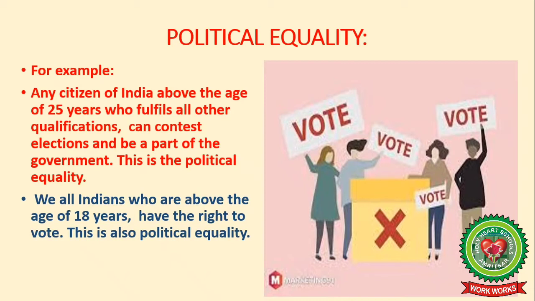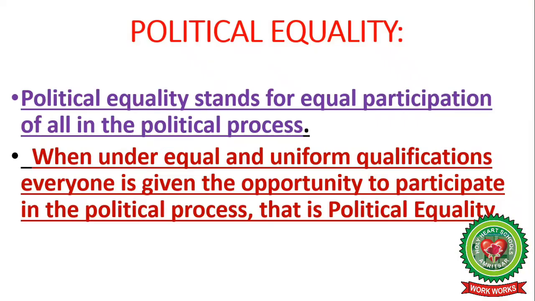Students, we get our voting right at the age of 18. And till what age do we have the voting right? Tell me. Till what age we have the voting right? That is till the end, as long as we live. This voting right is with us. This is political equality. This is available to all the Indians. So what is political equality? Political equality stands for equal participation of all in the political process.